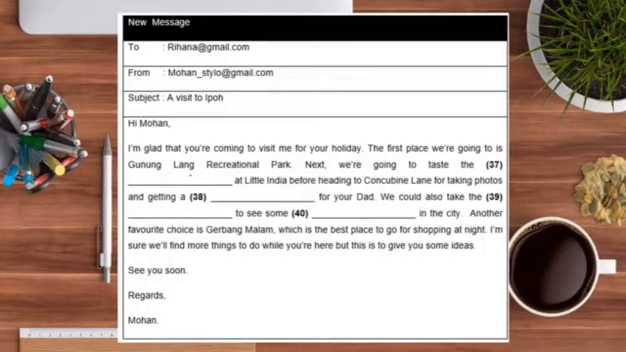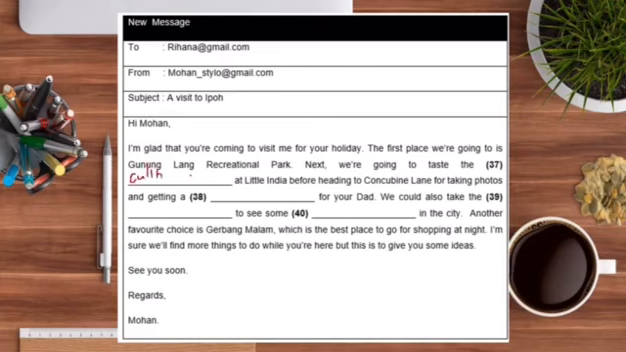Now let's look at the answers for questions 37 until 40. This is actually an email. Hi Mohan, I'm glad that you're coming to visit me for your holiday. The first place we're going to is Gunung Lang Recreational Park. Next, we're going to take the blank at Little India. The words Little India here are a clue for you to get the answer. You just go to the Little India column and you will get the answer. So the answer for number 37 is actually Culinary Delights.